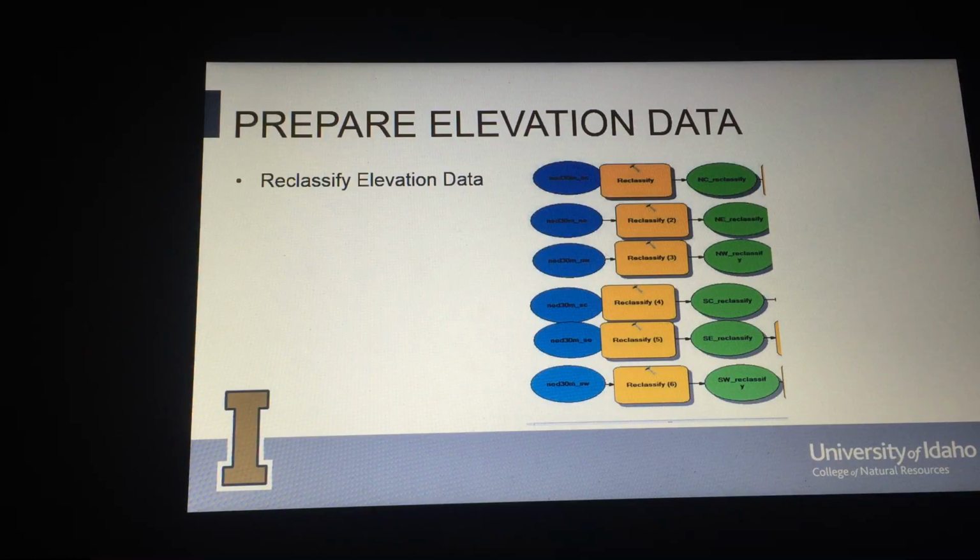So first I reclassified the digital elevation model. I did this to simplify the analysis process and create elevation gradients where I can analyze the presence or absence of snow. I used 500-meter categories. For example, the 0 to 500 meter category, the 500 to 1,000 meter category, and so on through the 4,000 meters, which encompassed all the different elevations in Idaho.